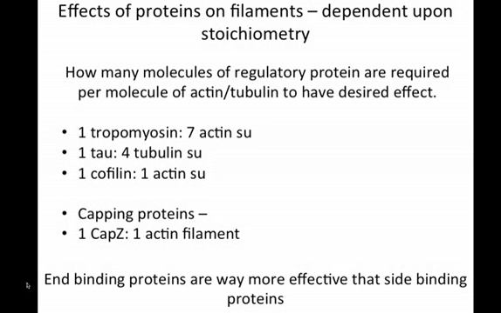So this is just a comparison of the effects of proteins on filaments, and it's dependent upon stoichiometry in a way. For one tropomyosin, that covers 7 actin subunits. 1 tau will bind to 4 tubulin subunits. 1 cofilin will bind to 1 actin subunit. With capping proteins, you can get 1 CAP-Z for 1 whole actin filament. So that's why it has such a huge effect. All you need is 1 CAP-Z. So end-binding proteins are way more effective than side-binding proteins.